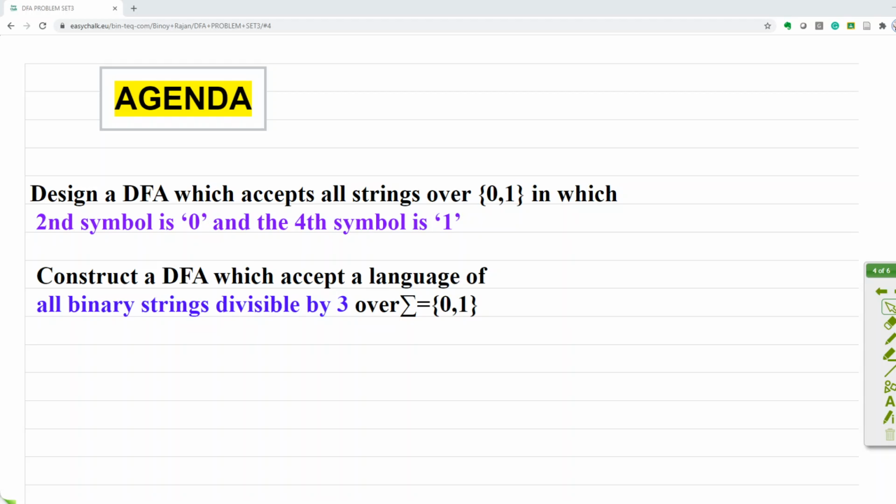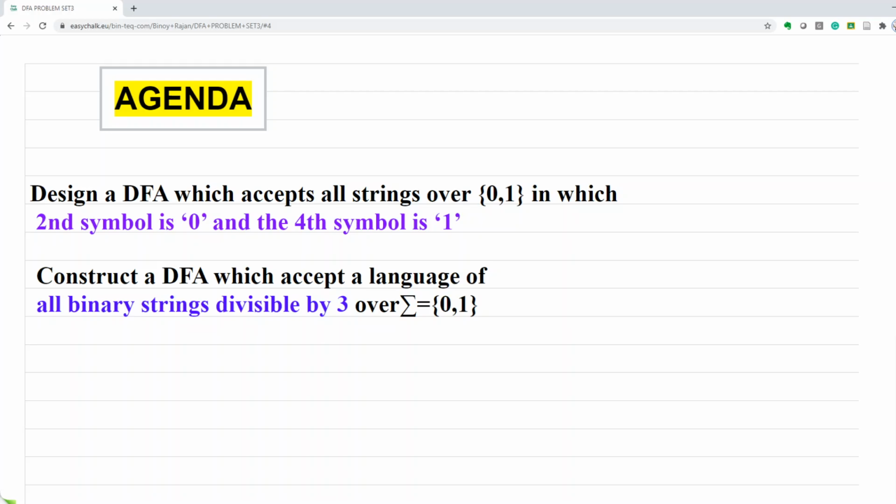In this lecture, we will learn to construct DFA. So the first question is to design a DFA which accepts all strings over the alphabet 0, 1, in which second symbol is 0 and the fourth symbol is 1. And the next question is to construct a DFA which accepts a language of all binary strings divisible by 3 over the alphabet 0, 1.